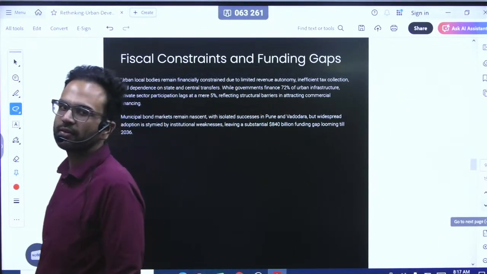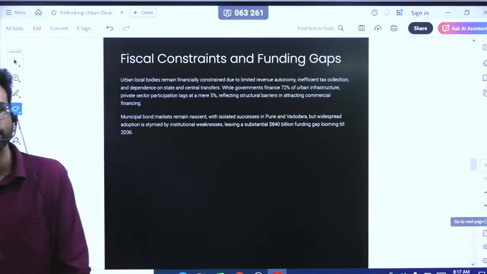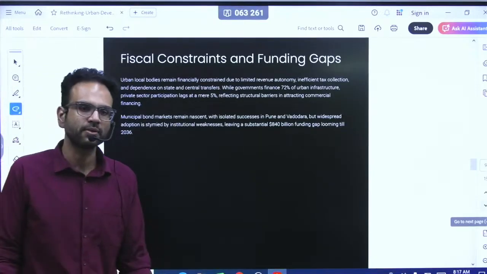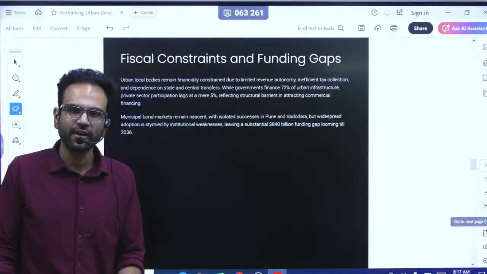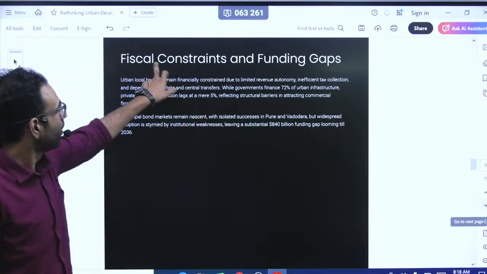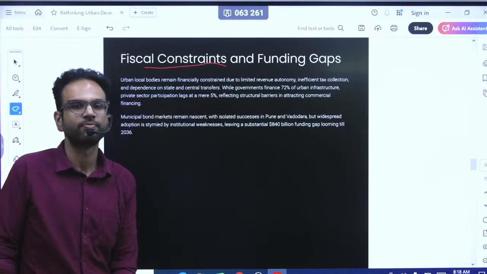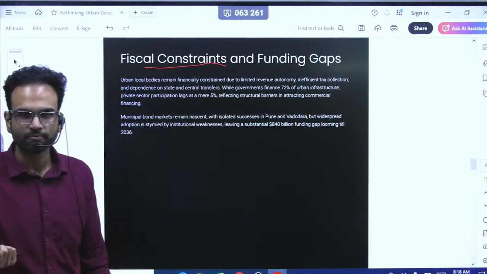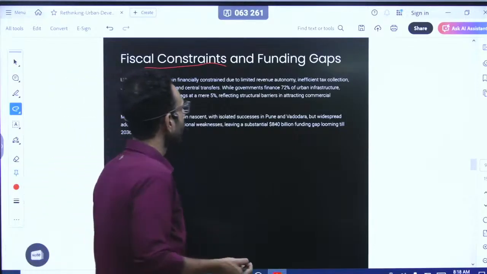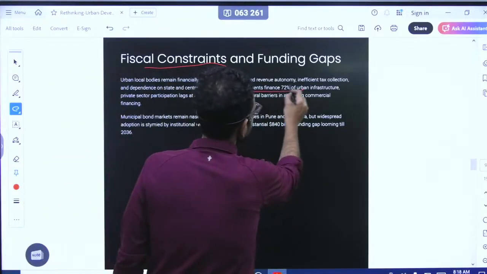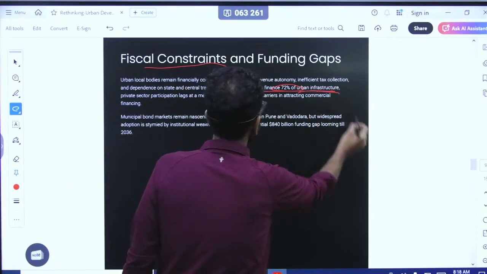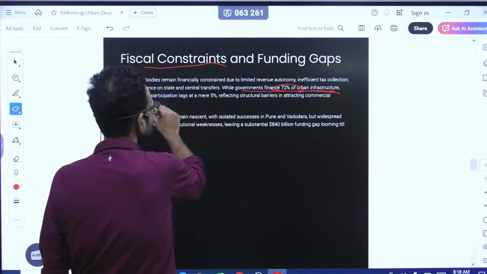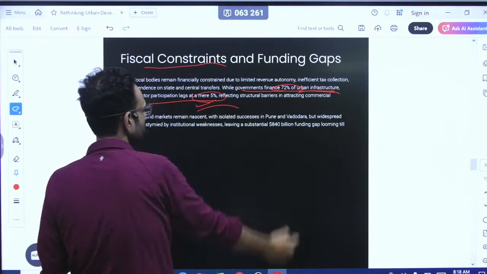All this is fine. Who will give the money? That becomes the next problem. How do we present it in a sophisticated way? Fiscal constraints. No money. Okay. Governments finance 72% of the urban infrastructure. Private sector participation is just 5%.